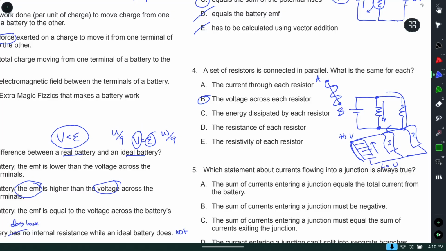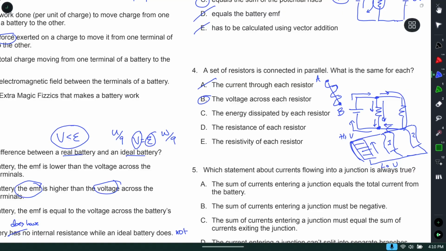The current can split because the charge coming in from the battery has a choice of whether it wants to go to the right or downward. And then it will eventually reconvene down here and join back together to return to the battery and start the cycle anew. So current can split. It's not the same. Voltage is the same across each.